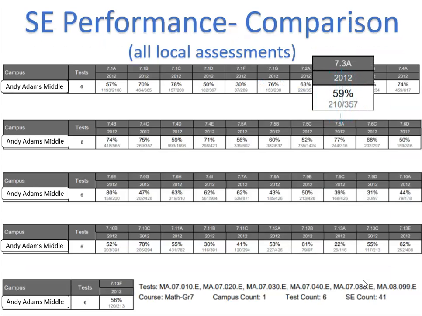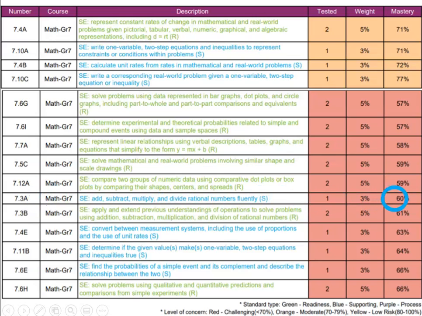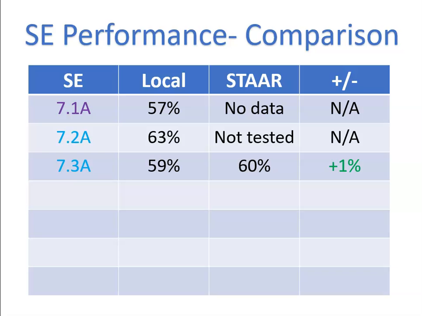Let's look at 7.3a, also a supporting SE, and students mastered this SE 59% of the time during the school year. Based on the STAAR report, students mastered this same SE 60% of the time. This is what we want. The two numbers are almost identical, indicating that local assessments are predicting STAAR performance for this particular SE.